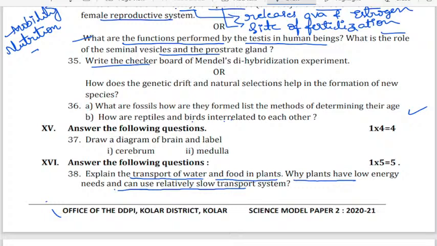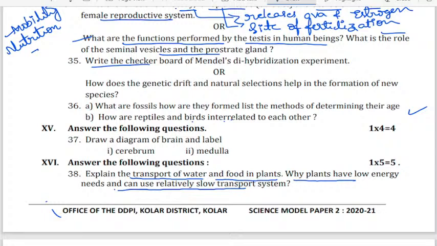This is from the life processes lesson. I have explained this concept in detail. Very importantly you have to know. So, explain the transportation system in plants. Who is helping the plants to transport water? It is the xylem. Who is helping the plants to transport the food materials? It is none other than the phloem.